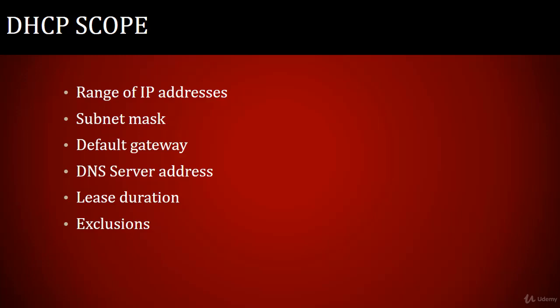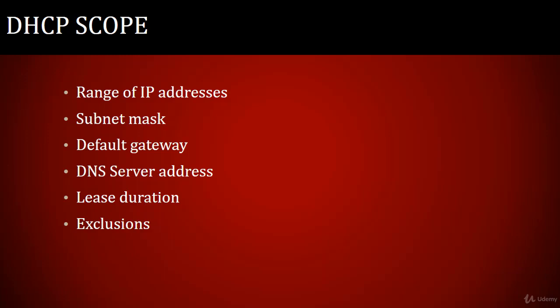When we configure DHCP, the scope is the primary configuration component. In the scope, I will define the range of IP addresses that I intend to lease to my clients. I'll also define the subnet mask, the default gateway, and the DNS servers that will be leased to clients. It is imperative that those are correct.